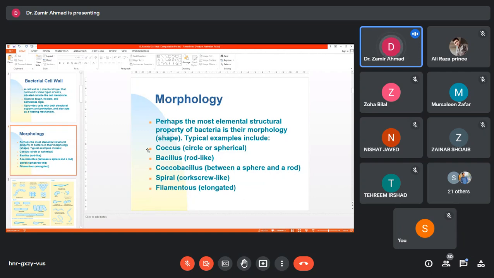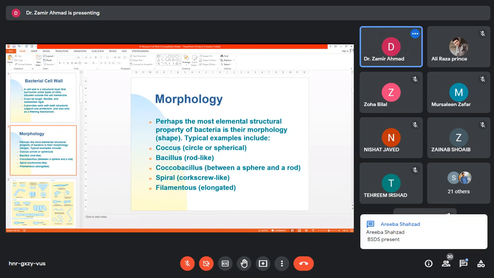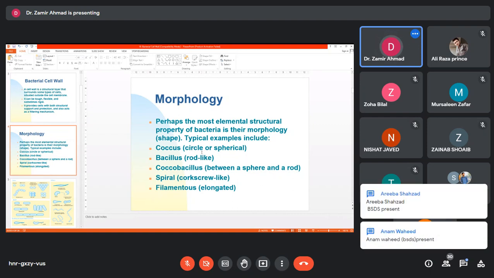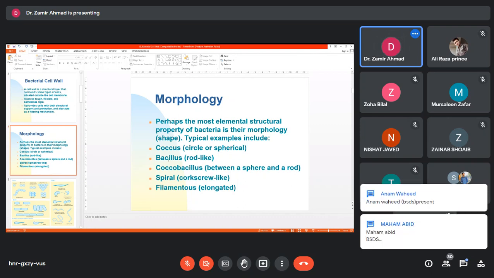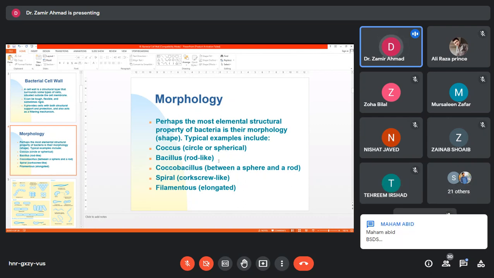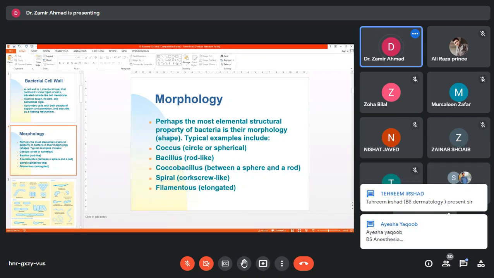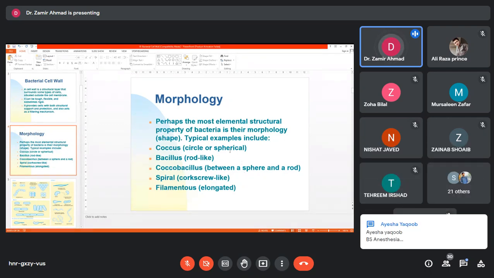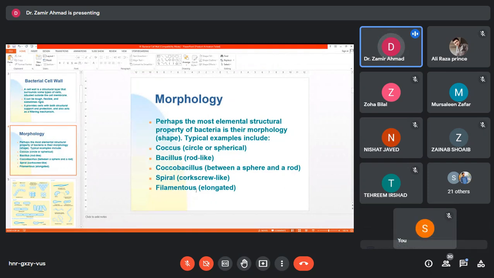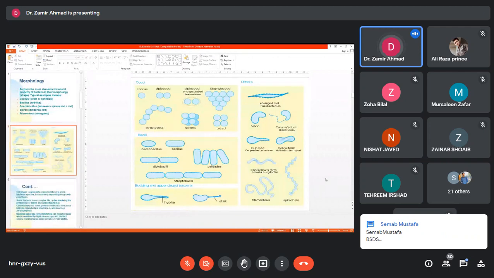The major classes, depending upon the shape or morphology, are the coccus, meaning circular or spherical in shape; bacillus, a rod-like structure; cocobacillus, between a circular shape and a rod-like structure; spiral, corkscrew-like structures; and filamentous, long, thin filament-like structures. These structures have been clearly shown in this diagram.